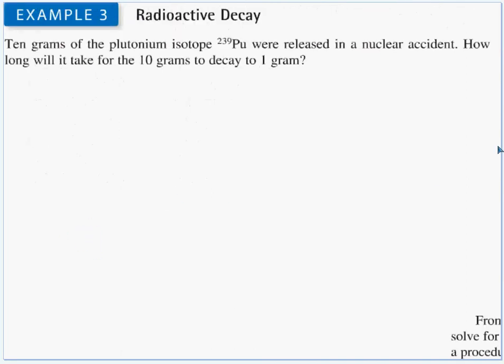All right, and that gets us into example 3. We have 10 grams of the plutonium isotope that was released after a nuclear accident. How long will it take for those 10 grams to decay down to 1 gram? Okay, now they did give us, let's see here. Let's let y equal our mass of plutonium, in grams.